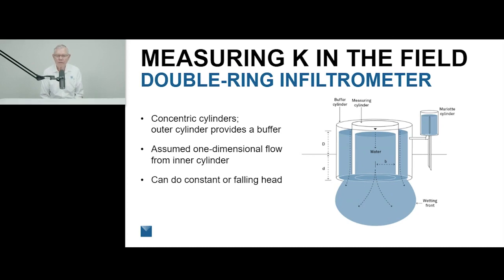The double ring infiltrometer was made to provide a buffer of water around the inner cylinder so that the flow from the center cylinder would be one-dimensional. The idea of this is to make the analysis simpler, but of course the experimental part gets a lot more complicated, since the water level in two cylinders has to be kept at the same height, while the rate of water loss from the inner cylinder has to be monitored.